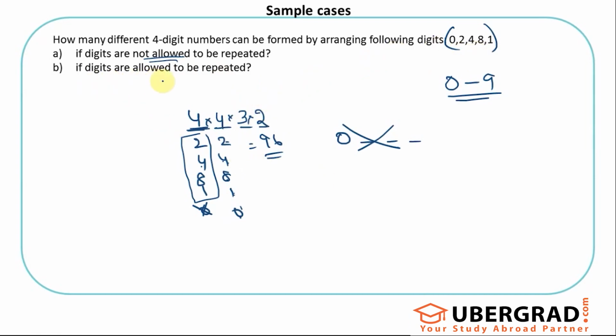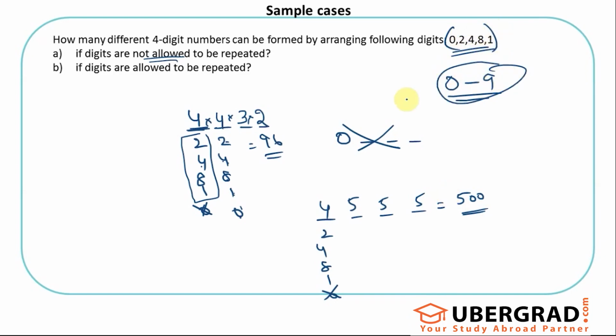Now if digits are allowed to be repeated, same thing, 2, 4, 8, 1, 0. I cannot use 0 in the first blank, so I have 4 options. I have 5 options here, 5 options here, and 5 options here. That is 5 into 5 into 5 is 125, into 4 is 500 different 4-digit numbers that can be made. That's how we do it if we have a restriction on the digits that we can use, not like 0 to 9, but only in this way.